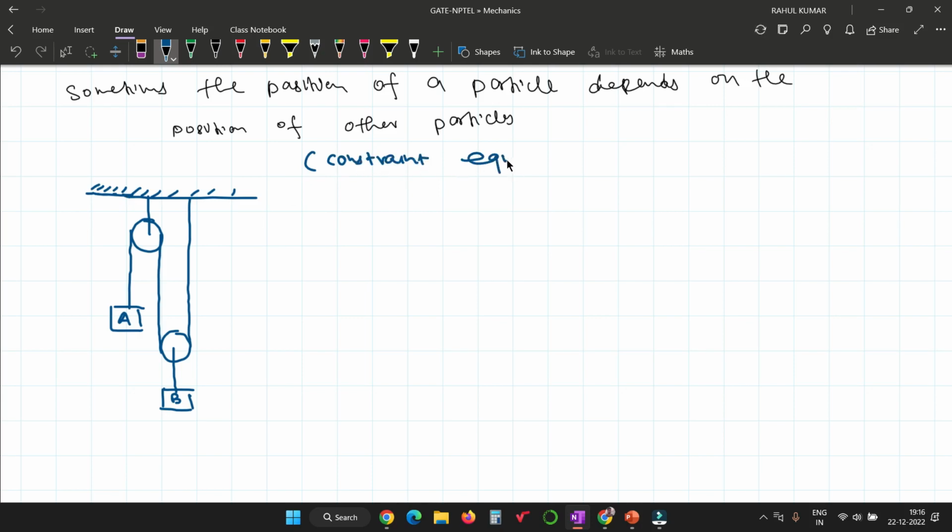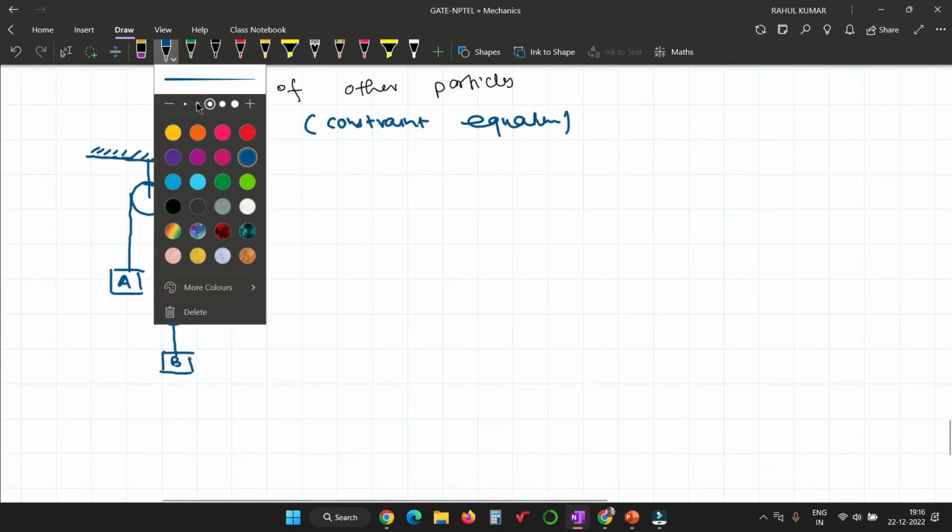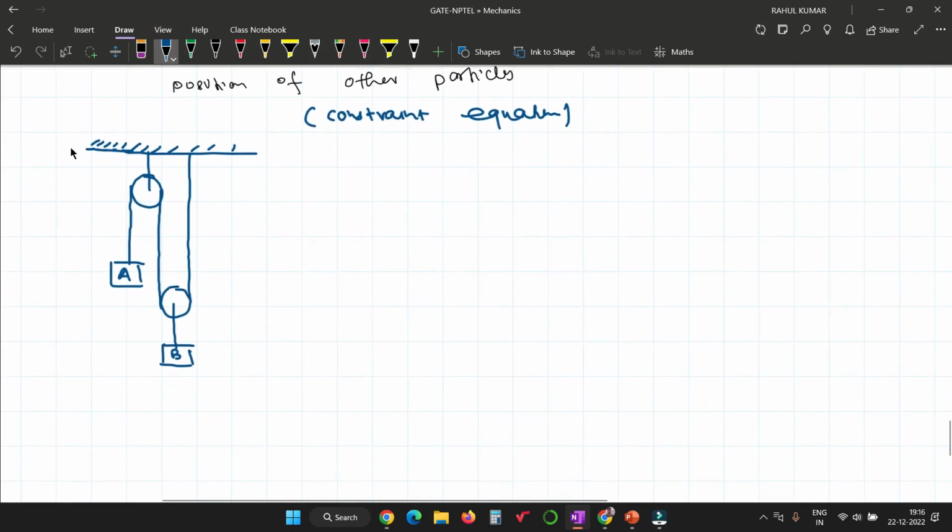Constrained motion, the constraint equation. So what do we generally do in that? There is a method where you can assume that the string is inextensible, which means that the length of this whole string is definitely constant, right? Now I want to see the relative position between A and B. So I will assume the absolute position of the block A is XA, and suppose the absolute position of this pulley is XB.